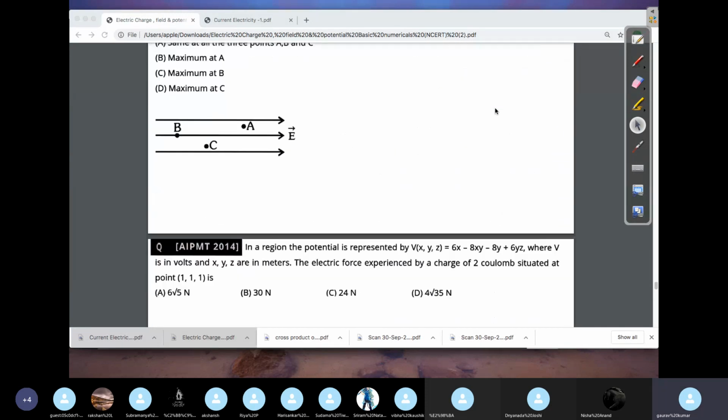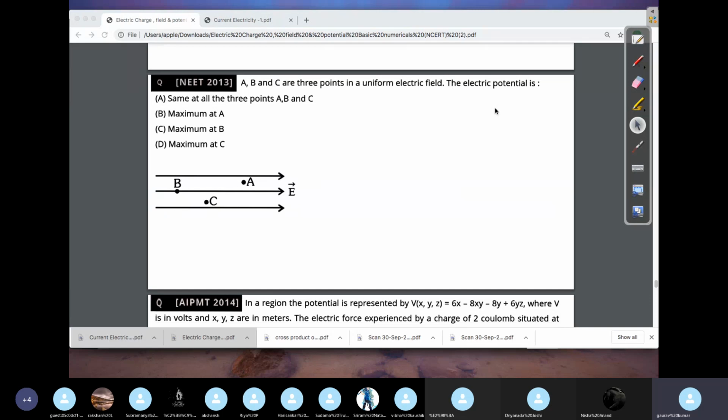Okay, this is what you have. So now, answer this question first. Fast. A, B, C are 3 points in a uniform electric field. The electric potential is same at all the 3 points? Or maximum at A, maximum at B, maximum at C? Please answer this question fast.